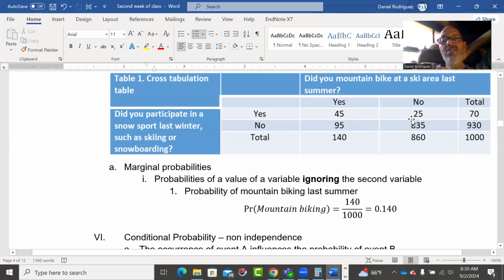The values in the center here are the joint distribution of the two. Like these 45 people did both skiing, snowboarding, and mountain biking, whereas these 95 individuals only mountain bike, but they did not ski or snowboard. Okay. So let's calculate marginal probabilities. The probability of mountain biking last summer, well, there was 140 people mountain biking out of 1,000. So it's 0.14. Okay, that's all you have to do for marginal probability.